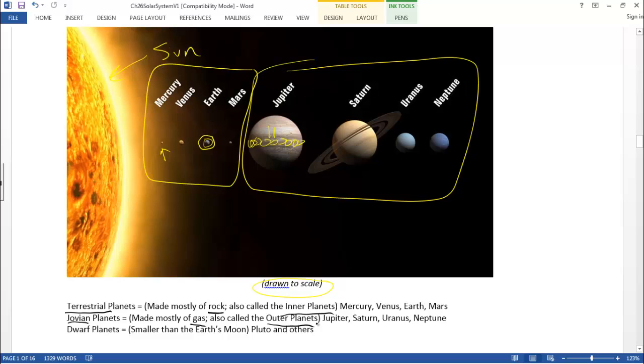Now you might be wondering, where's Pluto? Well, a few years ago, Pluto was downgraded to the status of a dwarf planet. And it happens to be smaller than the Earth's moon, and that's one of those criteria for defining it as a dwarf planet, not as one of the Jovian planets or a terrestrial planet.